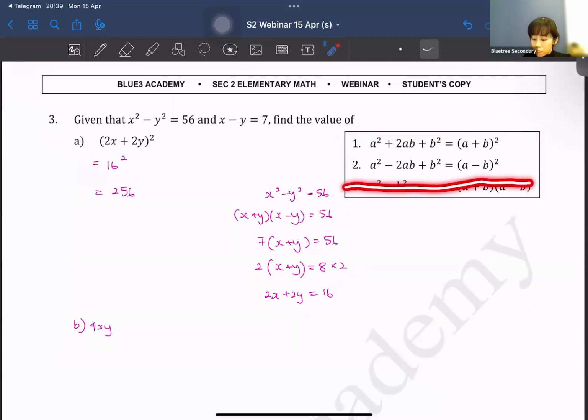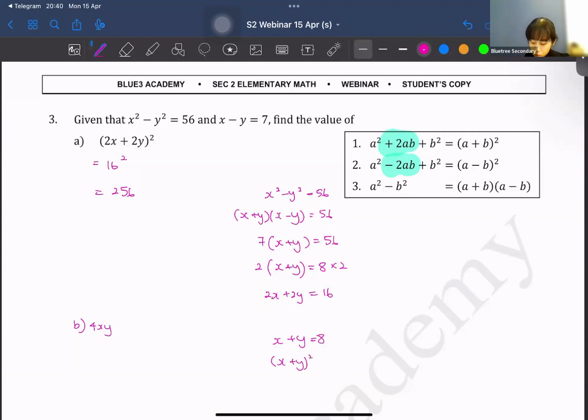Maybe I don't need to look at identity number 3 because there's no ab anywhere. I only need to look at identity number 1 and identity number 2 because the ab is here and here. They are like, which one do I use? So I already have the value of x plus y, which equals 8. That's from this step over here. x plus y equals 8. So you can make use of this by squaring both sides such that when you expand out the left-hand side, you get a 2ab.